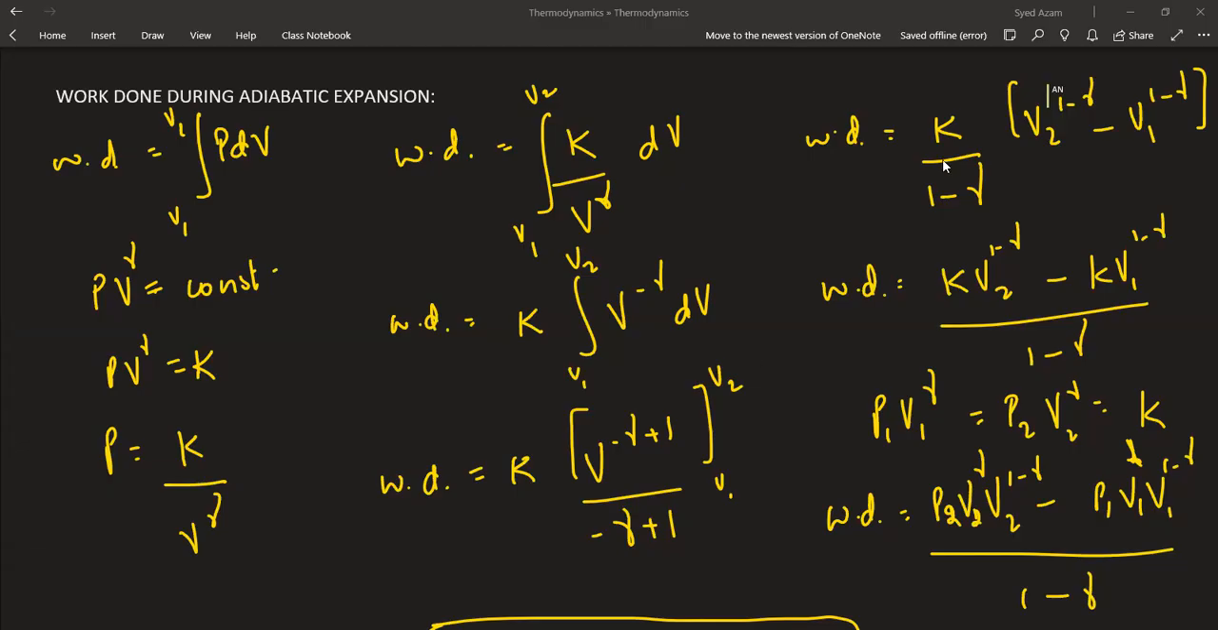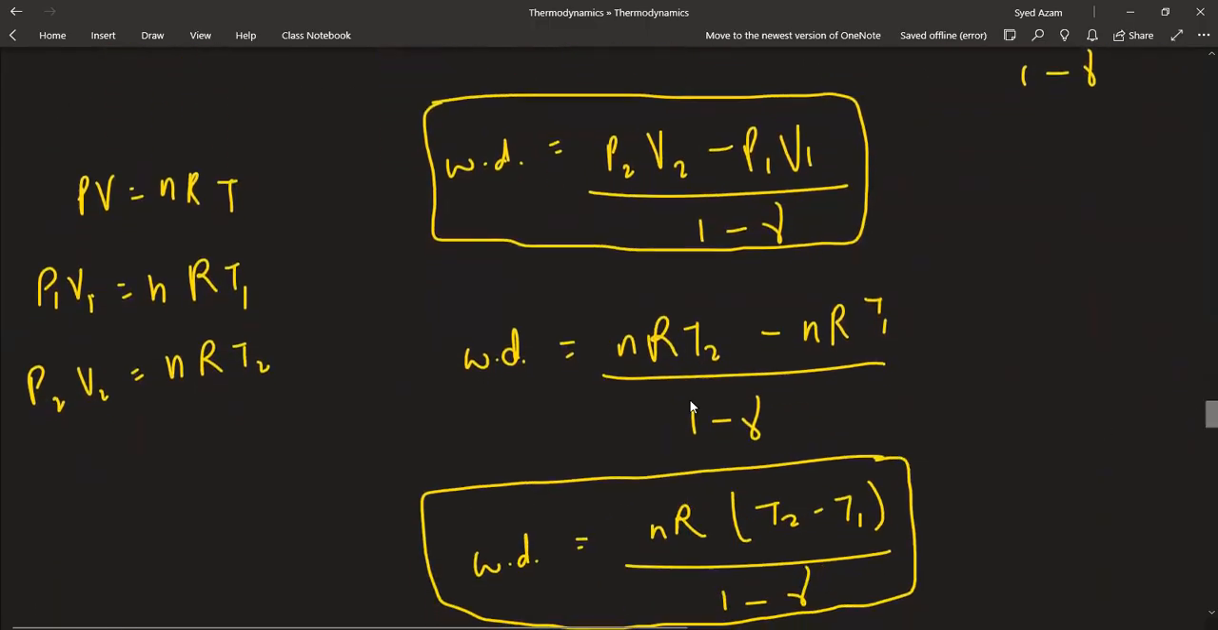Then what we are doing? We are taking the constant term out, and then we are putting the limits because we are integrating it. Now, this is what we did. We multiplied K into the brackets. Now we have this. P1 V1 to the power gamma and P2 V2 to the power gamma is the constant. So now we are replacing this value back. Gamma and 1 minus gamma, bases are same, powers get added up, so gamma gamma gets cancelled. Ultimately, we have the formula P2 V2 minus P1 V1 by 1 minus gamma. From the equation PV is equal to nRT, we are calculating this value.